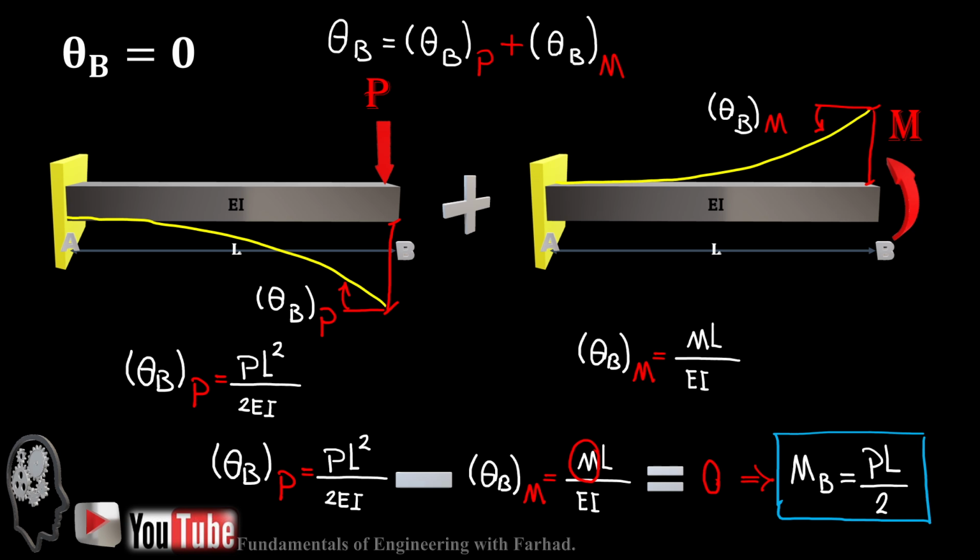That's how, based on theta B equal to 0 and the consistency between the summation of these two thetas in superposition, we can easily get the unknown M_B.